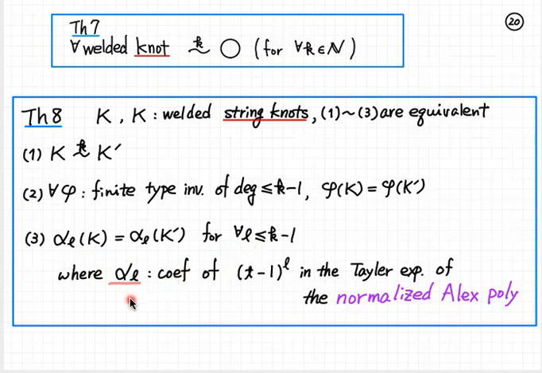Where alpha L is introduced by Habiro and Kanenobu-Shima. So this means the WK classification of welded string links can be given by finite type invariants and also this invariant. So this is a classification result of welded string knots up to WK equivalence.